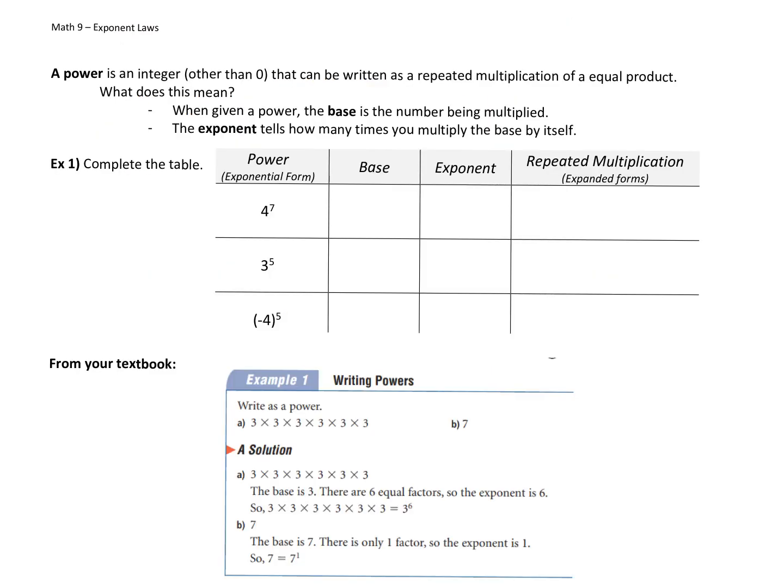So as we keep moving on, we get a little bit better of a definition of power. It's an integer other than 0 that can be written as a repeated multiplication of an equal product, okay? So what does this mean when given a power? The base, the number that, remember, was the a, is being repeated, is the number being multiplied, and the exponent tells you how many times. So that n value that we saw, that's how many times.